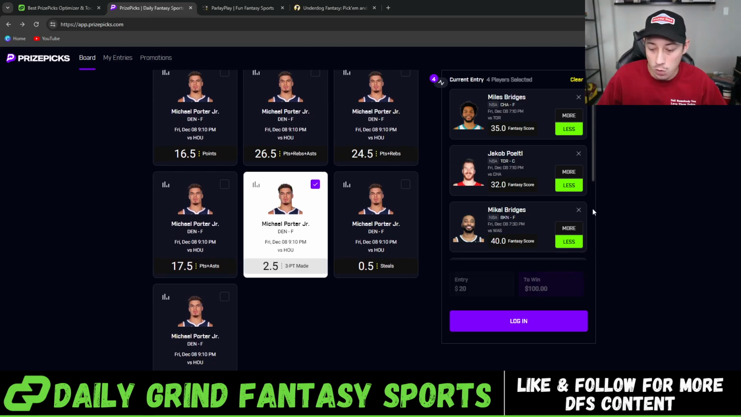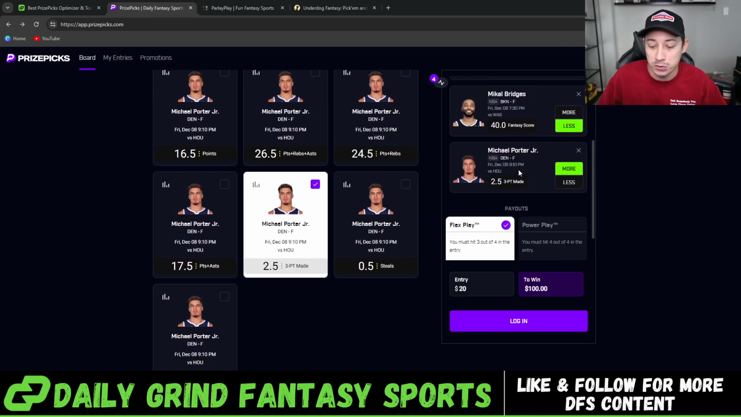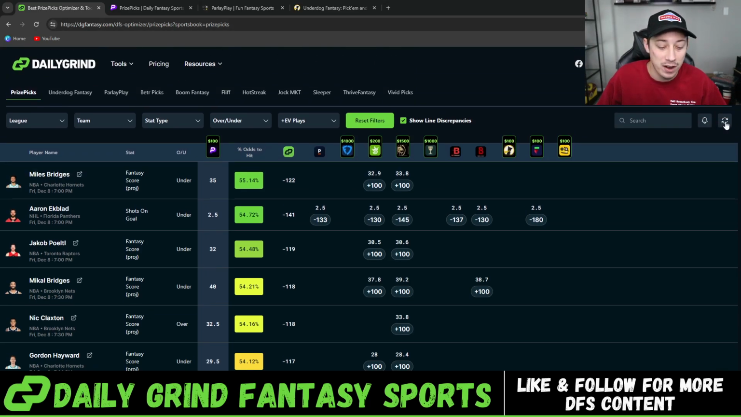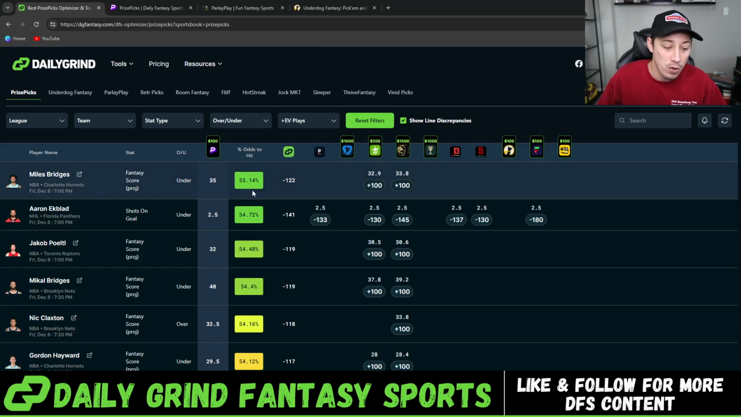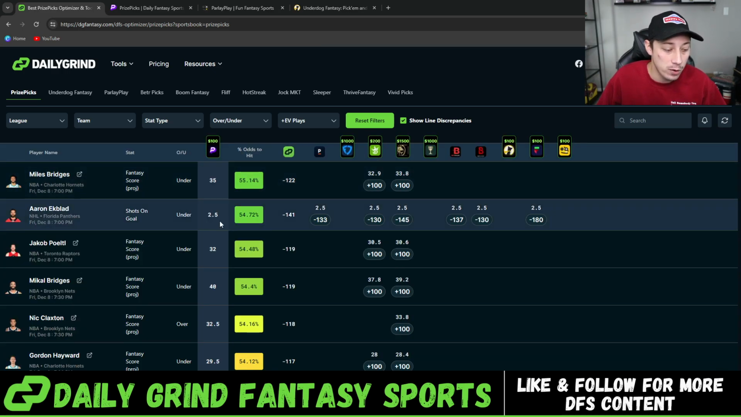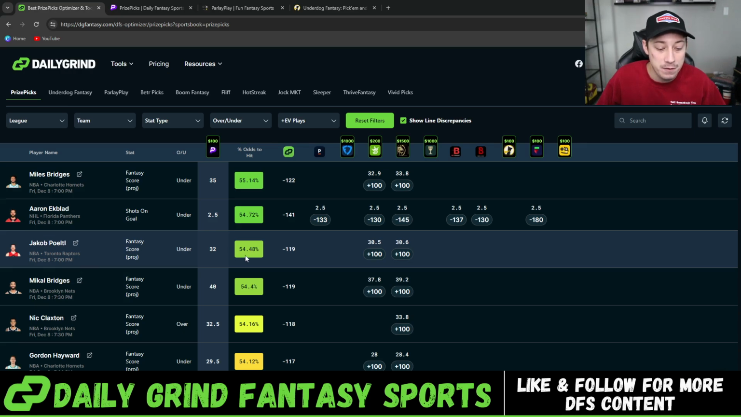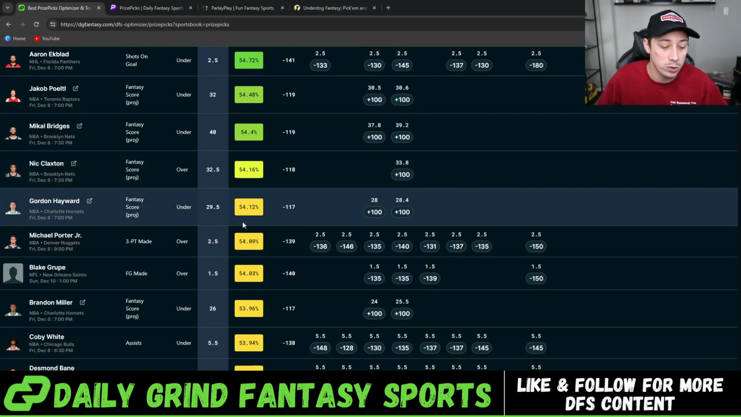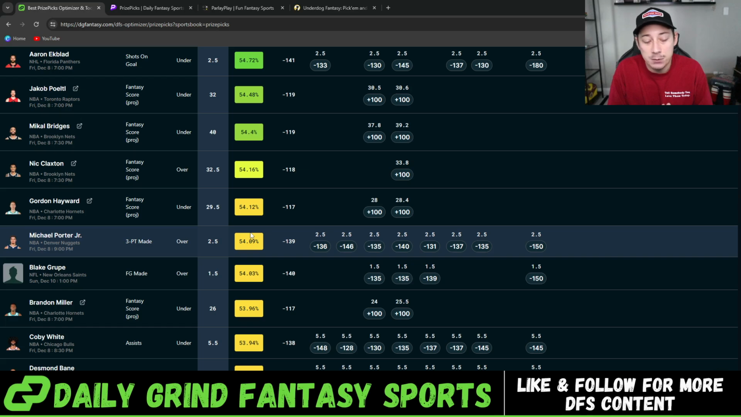Michael Porter Jr. over 2.5 made 3-pointers. Remember, we are building out a 5-man flex here on PrizePicks, so we're looking for average fair odds percentage above 54.3%. Given that we have a 55.14, we have Jakob Poeltl at 54.48, and even Bridges at 54.4, we can come down a little bit, and if we get these plays in, we can still have an average fair odds percentage on each individual leg above that 54.3%.